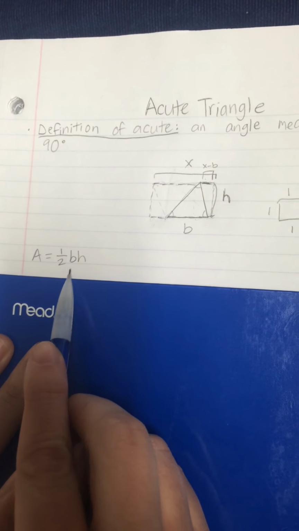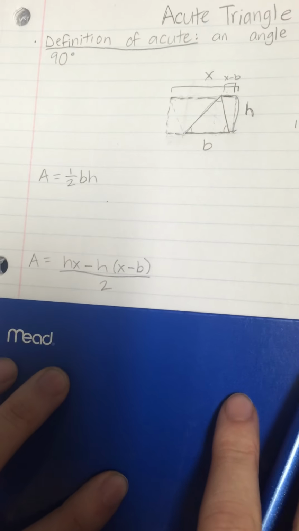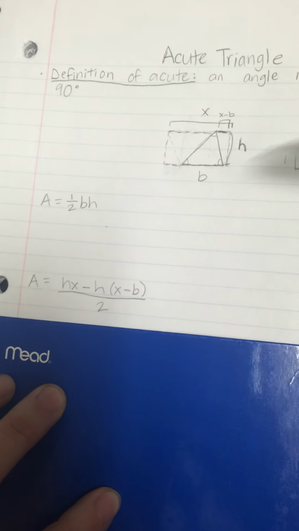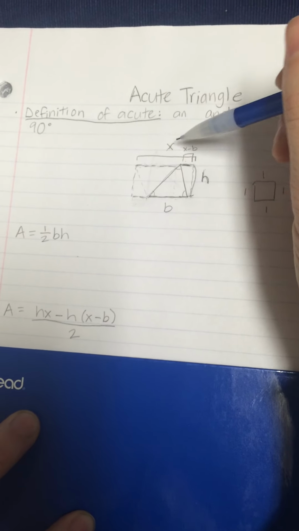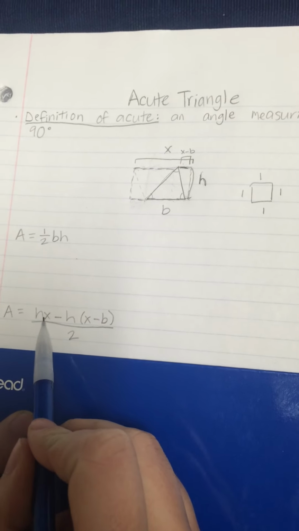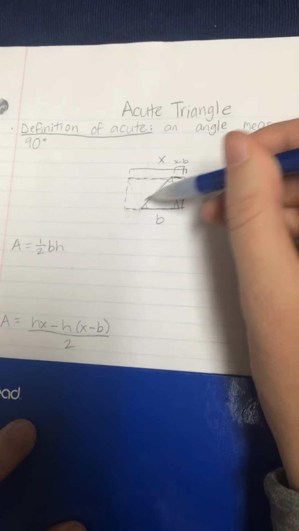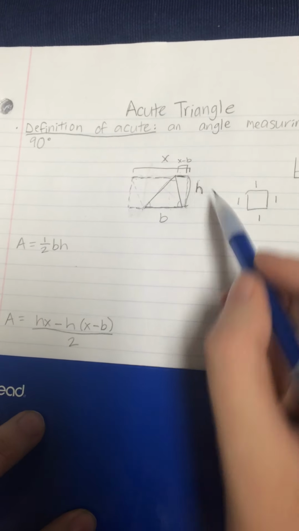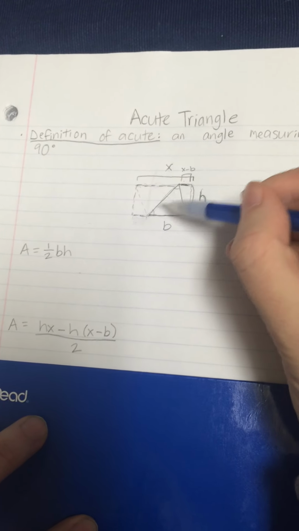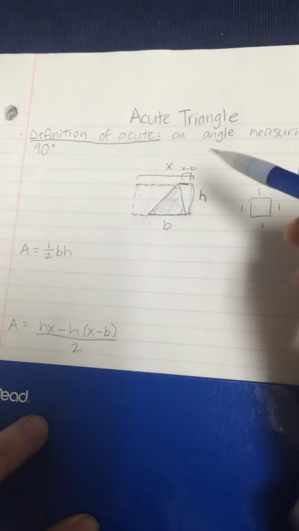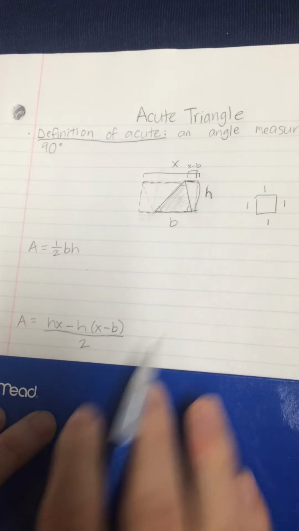Area equals 1/2 base times height. So let's prove it. We're going to use the exact same formula as obtuse, and we're going to take the height times the whole length of the rectangle, put that together. So area equals hx minus, because we're looking for just this triangle, not the whole rectangle, minus the height times x minus b, because we want to get rid of that. We're just looking for this shaded triangle, all over 2, because we doubled it, we reflected it.